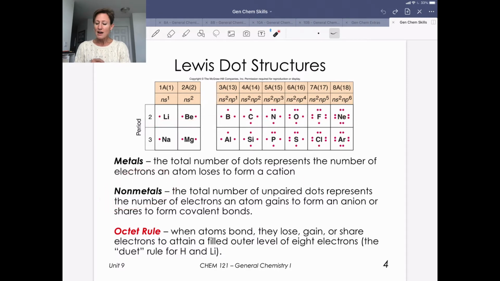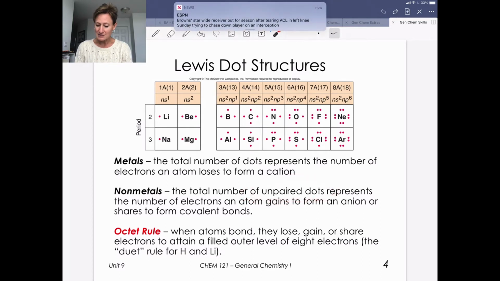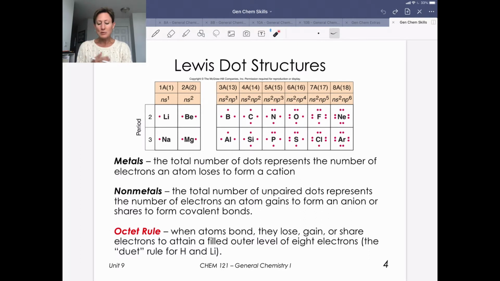Nonmetals, again, having total number of unpaired dots representing the number of electrons that an atom would gain to form an anion or share to form covalent bonds. So again, the total number of unpaired dots, right? Here we can see unpaired dots that we have there. That represents the total number of electrons that we'd want to gain. So 2 unpaired electrons, oxygen's going to gain 2 electrons, or as we'll see in our next learning unit, it likes to form 2 bonds. Don't worry if that doesn't make a lot of sense yet. We'll get to that in our next learning unit.